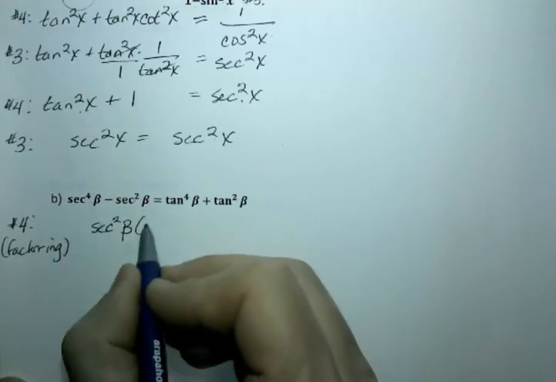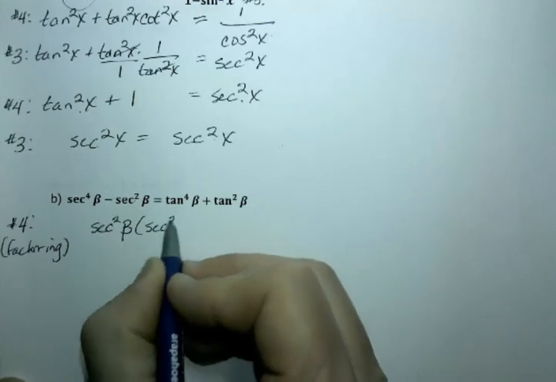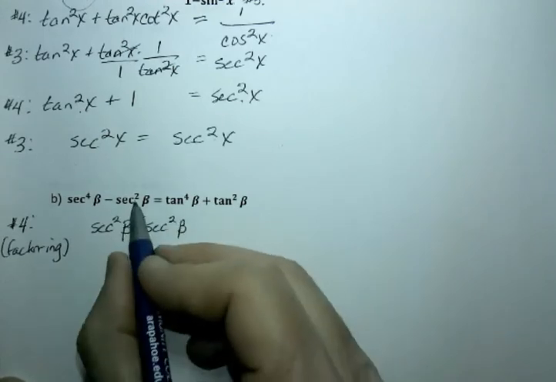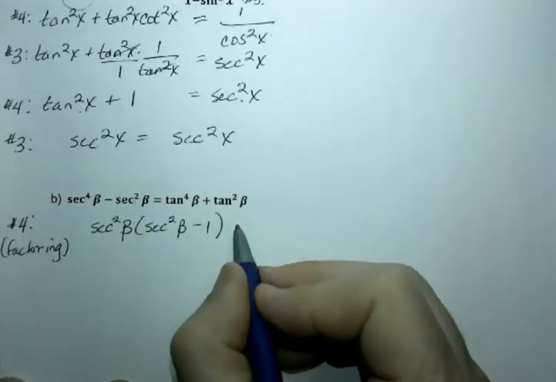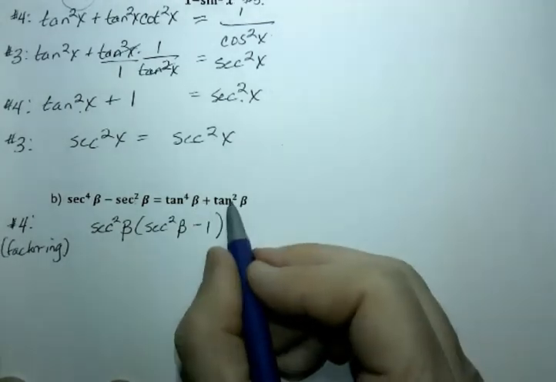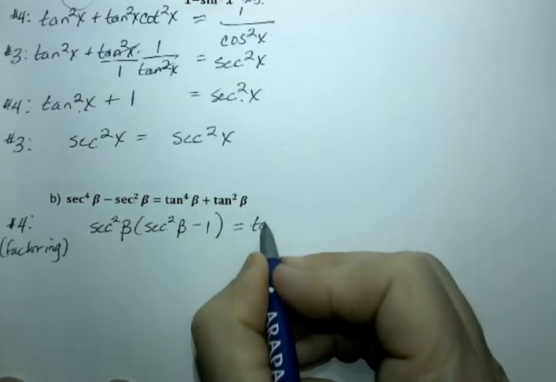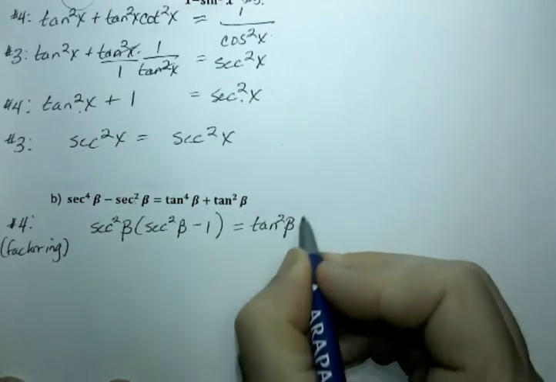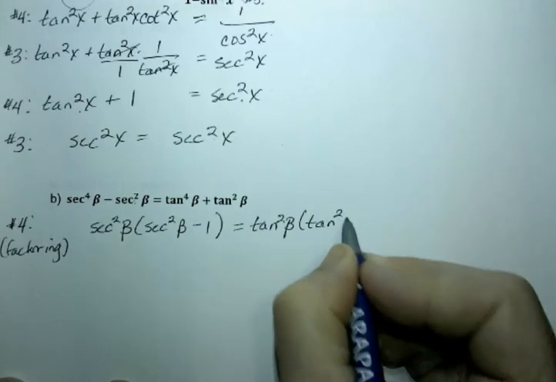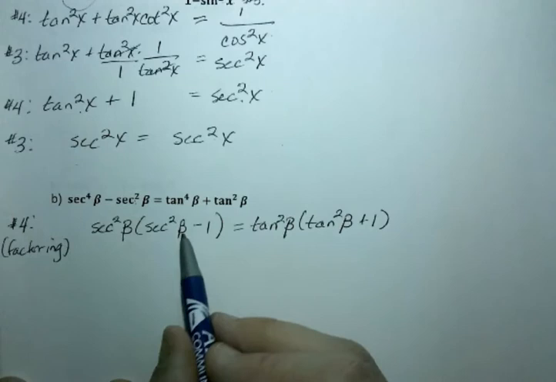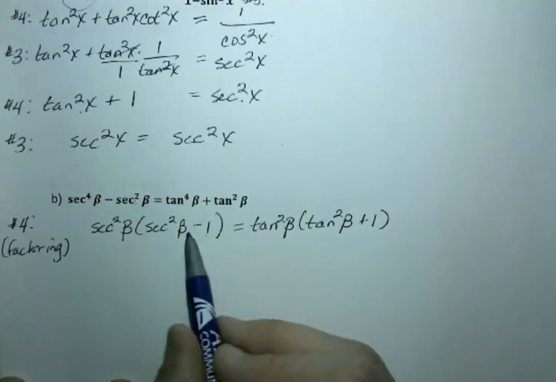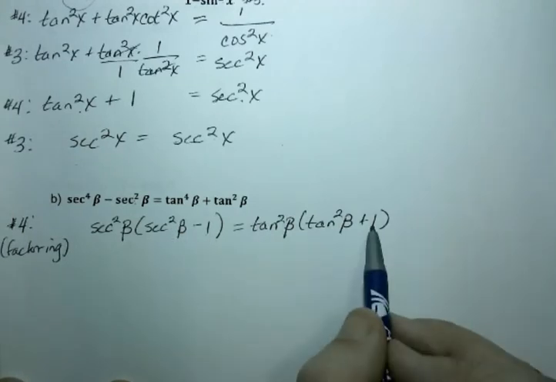That leaves me here with 2 secants left, so that's secant squared. And here I've factored out everything that was there, so I have a 1 left. I can do the same thing on this side, factoring out a tangent squared. That leaves me with tangent squared beta plus 1. What that did for me is it gave me an alternate form of one of the Pythagorean identities, here and also here.